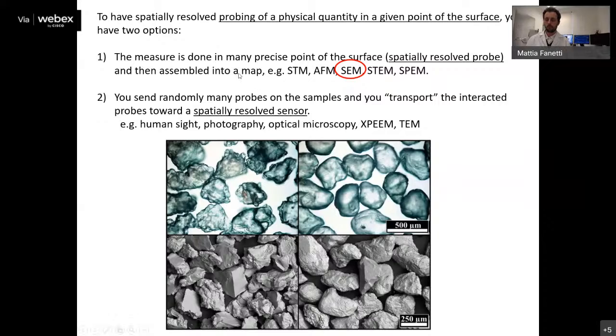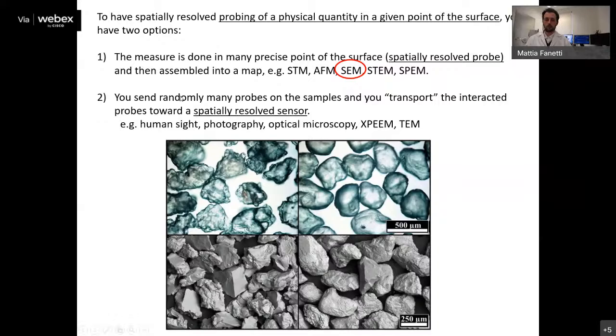The second approach is completely different. In this case, I send toward my sample many probes, in parallel. So I don't have a local measurement because I have a sharp probe. I send all the probes in parallel. They interact with the sample, and then the effect of the interaction is transported toward a spatially resolved sensor. In this case, the matching between the physical quantity and the position is done in the sensor, not because I have a sharp probe.